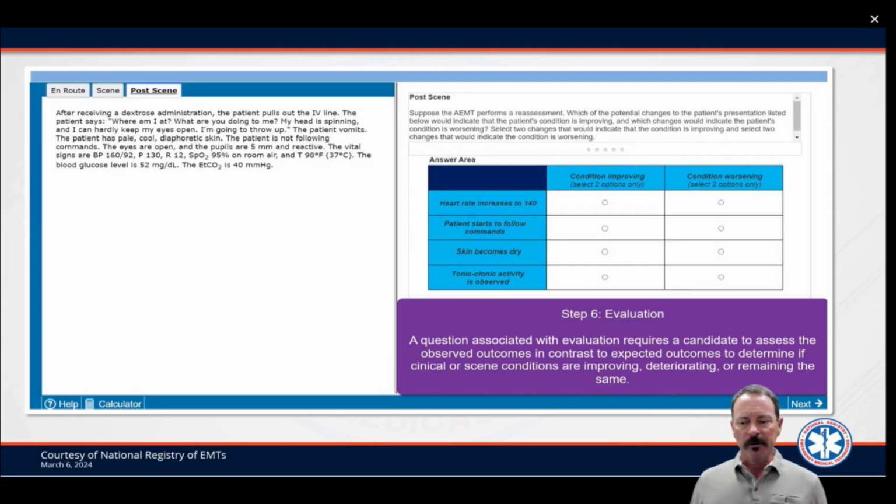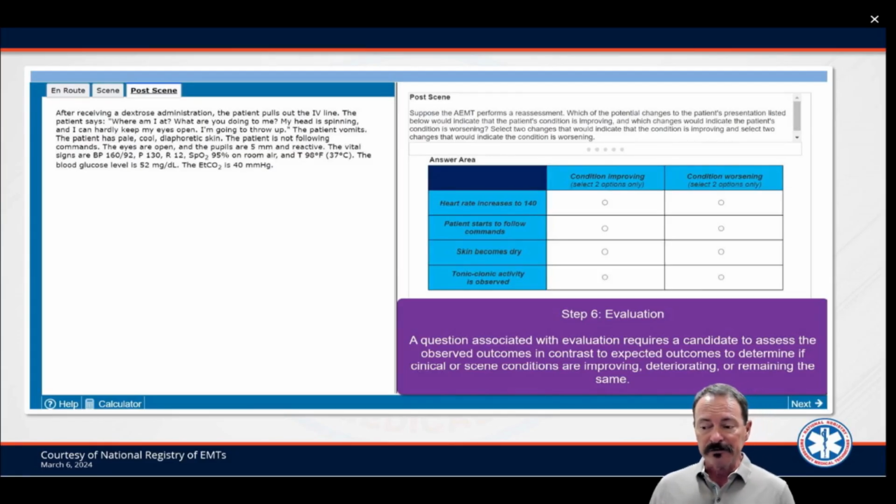Now, on this post-scene question, it's still the same question that we're dealing with. And now it's looking at the advanced. Suppose the advanced performs a reassessment. Which of the potential changes to the patient presentation listed below would indicate that the patient's condition is improving, and which changes would indicate the patient's condition is worsening? So you need to select two changes that would indicate the condition is improving and select two changes that would indicate that the condition is worsening. So this is a different type of question and answer aspect.